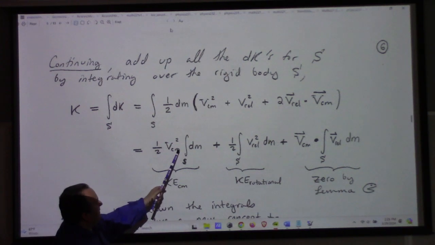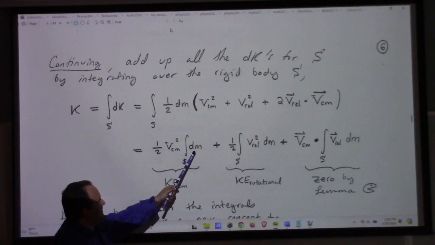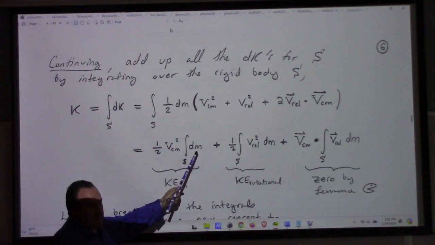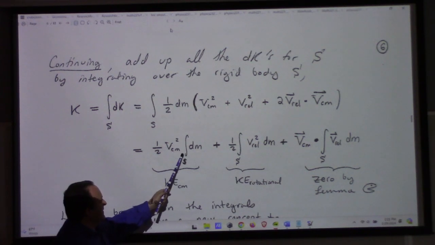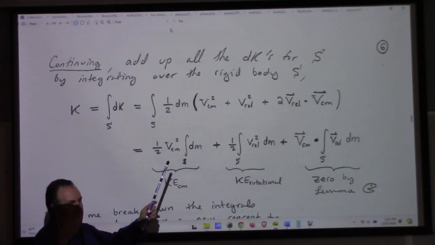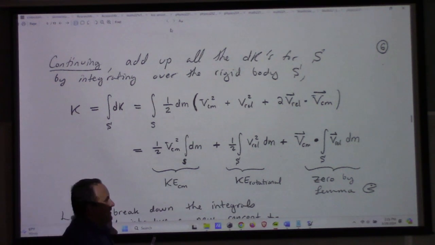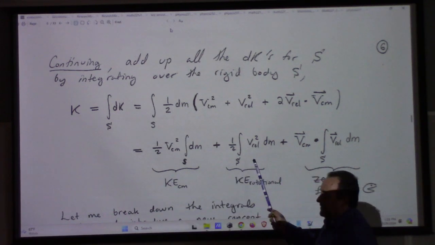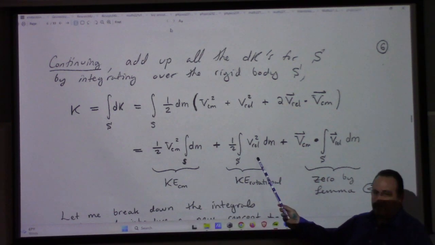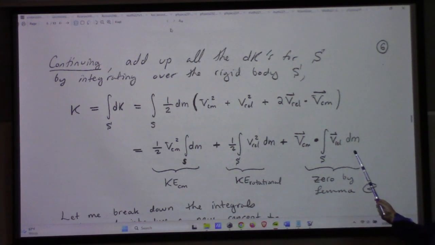We've got the integral. And since the velocity of the center of mass is a constant with respect to the dm, that doesn't depend on little dm at all, I can pull it out, and that just gives me 1/2 times the integral of dm over the whole thing. What's that? Just the total mass, right? So I get 1/2 the total mass times the velocity of the center of mass squared. That's the translational kinetic energy of the object. And then this right here, we've actually been talking about in the previous class. This is the piece which gives you the 1/2 I omega squared. This is the rotational kinetic energy. And then this piece over here integrates to zero by the next slide, all right?